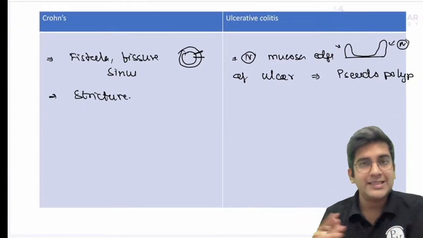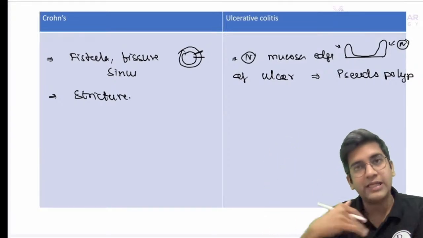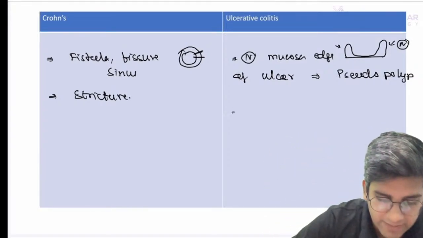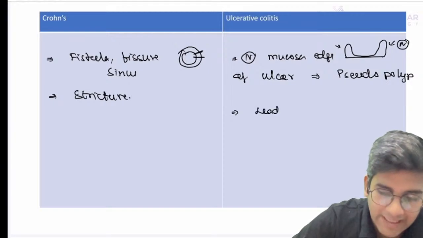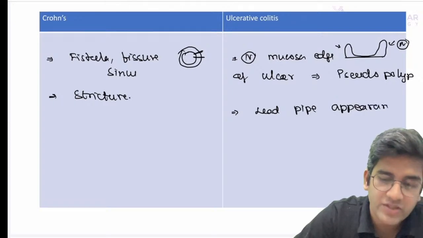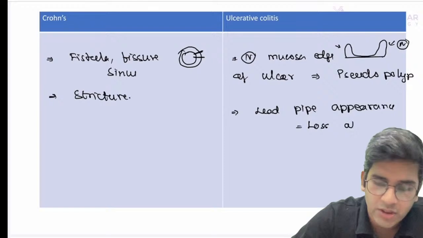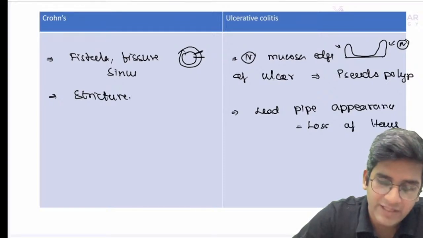Since ulcerative colitis, like Samantha said, is complete, uniform and throughout, the entire mucosa will be gone. Since the entire mucosa is gone, I'll have something called a lead pipe appearance. Lead pipe appearance is due to destruction of the entire mucosa, which will destroy the haustrations. So we'll have loss of haustrations, and because of that, you can have a lead pipe appearance.